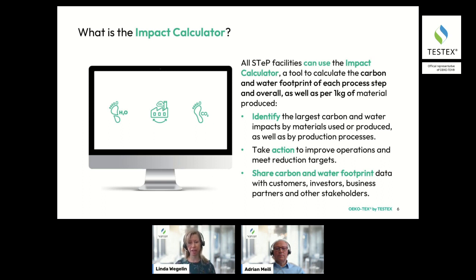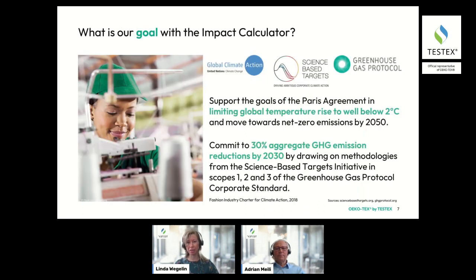So I think that even at the beginning STEP was a really comprehensive tool, but it's great to see how it has improved over the years and worked on being relevant for the market. So when we talk about improving and being relevant for the market, what was the initial goal when we thought about introducing the impact calculator as part of STEP?